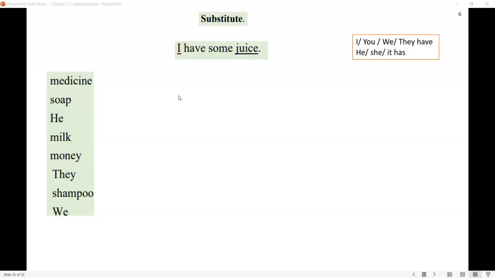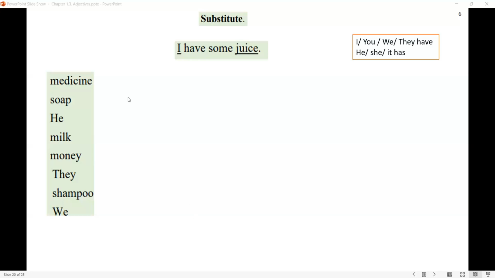Okay, let's continue. In this exercise, we're going to focus on the usage of some. As I said, we use some in positive statements, affirmative statements, and we're going to focus on the verb have. We say, I have, you have, we have, they have, he has, she has, it has. So I have some juice. You're going to substitute I and juice with these words. Pause the video, do the exercise. When you're ready, check with me.